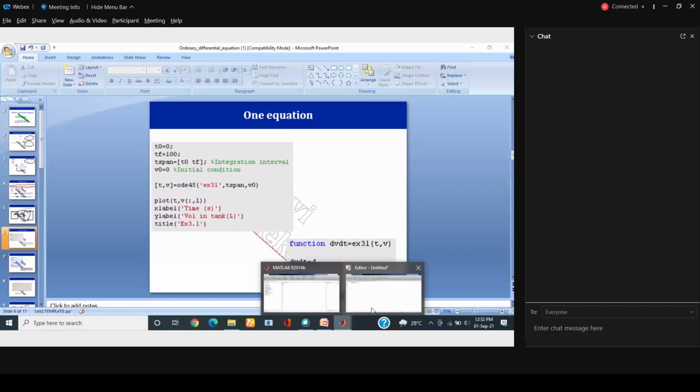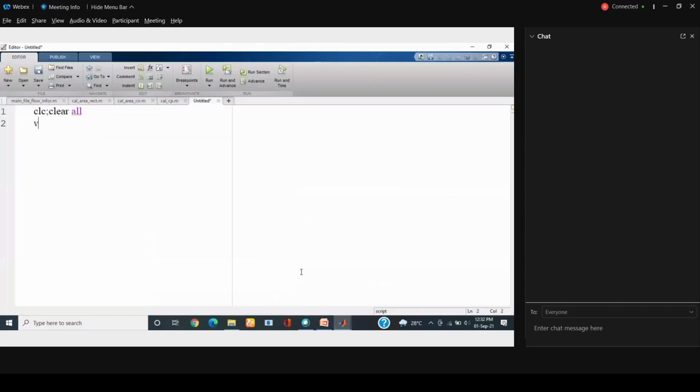So I have initial condition of v0. Let's assume v0 is equal to 0.5. So this is the initial condition given to me. Correct. Let's assume that we wanted to solve it for 10 seconds. So my time span is equal to starting from 0 to 10. Correct? This is my time span. Initial condition I have given.